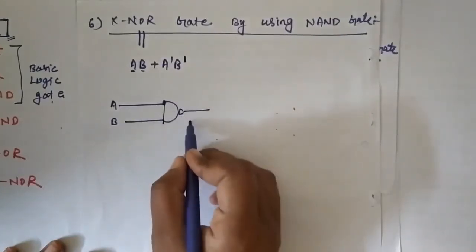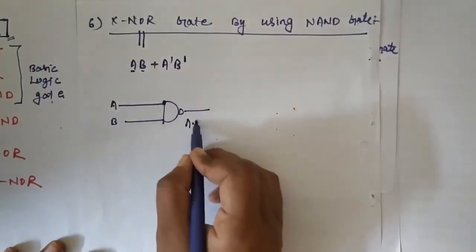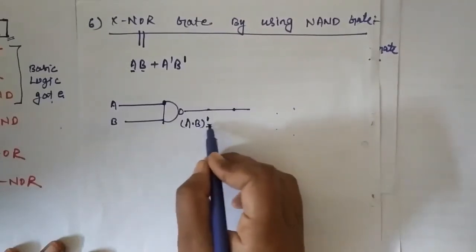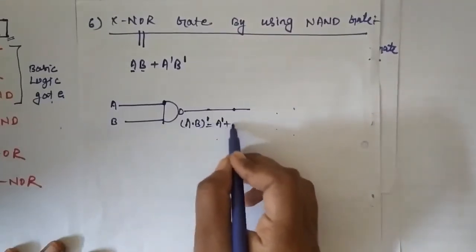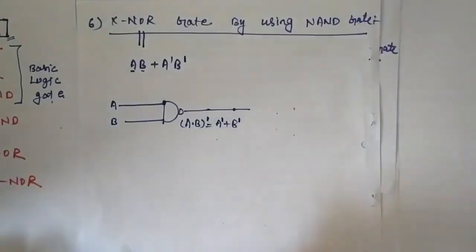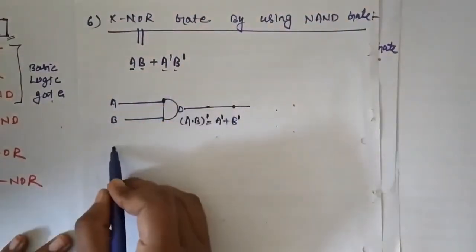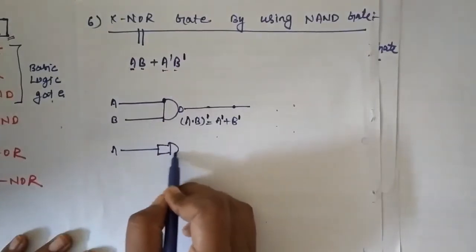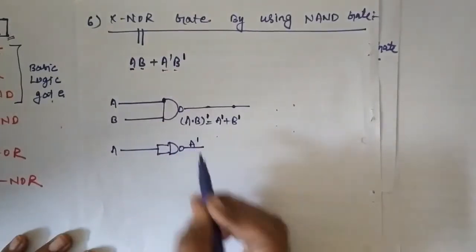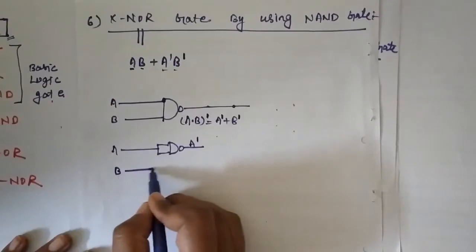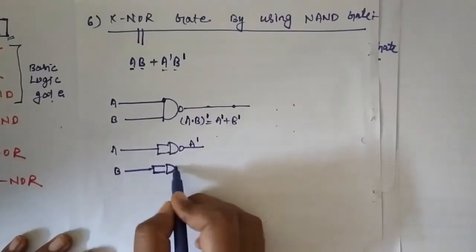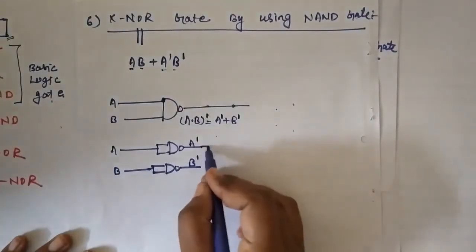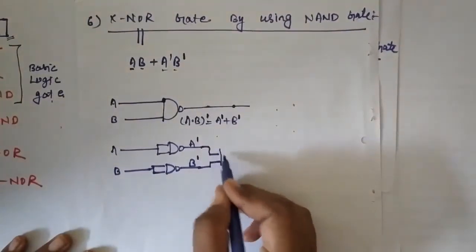So what is the output? The expression is (A into B) whole dash. That is equal to A dash plus B dash. So the second one, A dash B dash. So let's take input A and convert into A dash, and the B convert into B dash. So now it is A dash, B dash. So again use one more NAND gate.